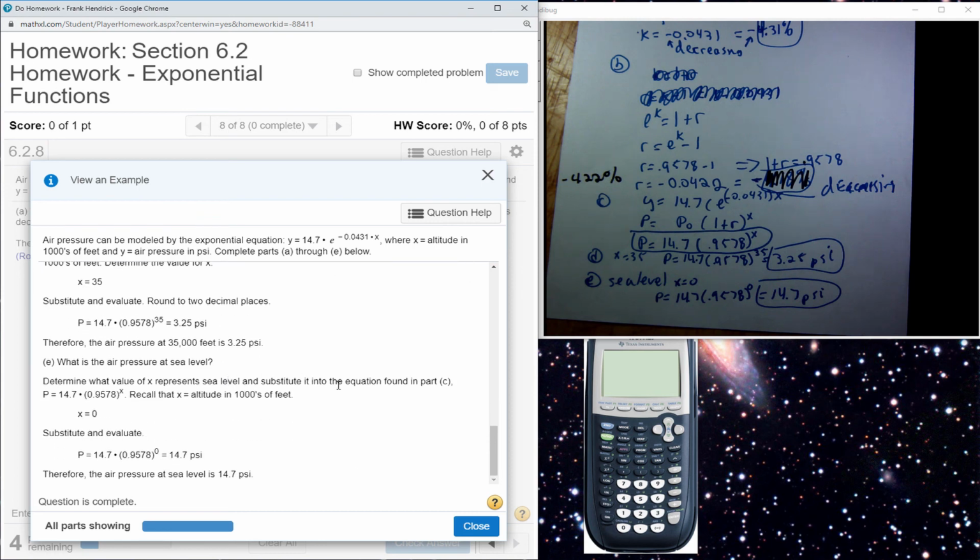Then they ask for the air pressure at sea level. At sea level, the altitude is 0. And anything to the 0 power is equal to 1. So I'm going to have 14.7 times 1, which is 14.7 psi. That's how you approach that problem there.